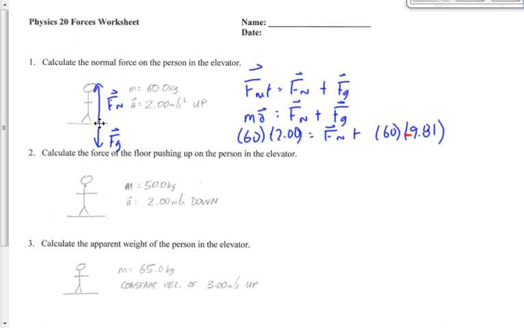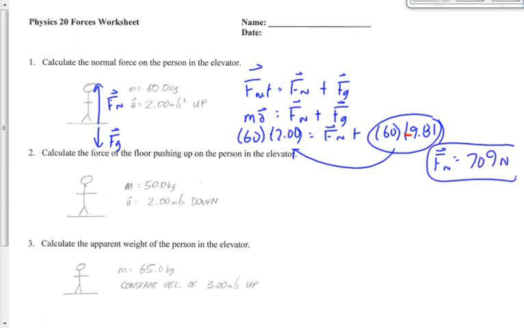Okay, 60 times 2 is 120. 60 times 9.81 is 588.6, but it's negative. It comes over to the other side by adding, so it becomes 120 plus 588.6, which ends up giving you a normal force of 709 newtons. So gravity is 588. Normal force is 709. That's exactly what we predicted, right? We predicted the normal force would be bigger than the force of gravity. It's got to be if you accelerate upwards.